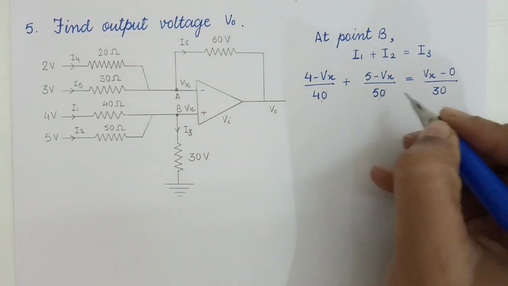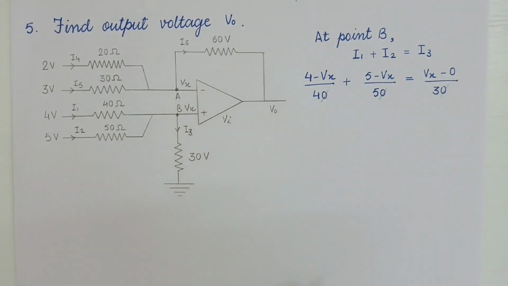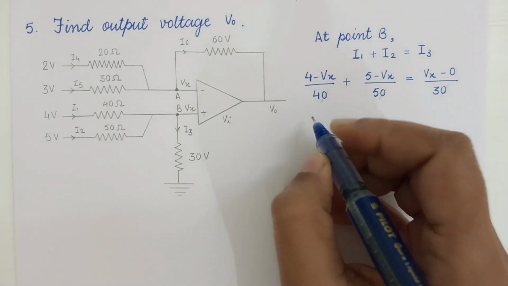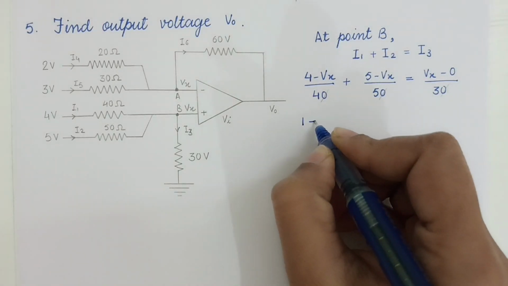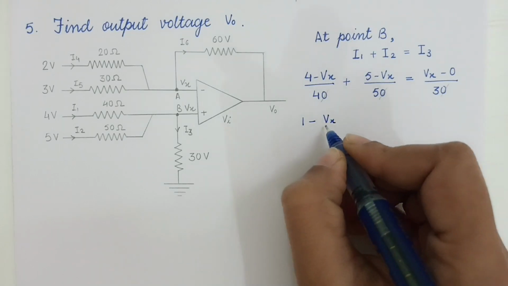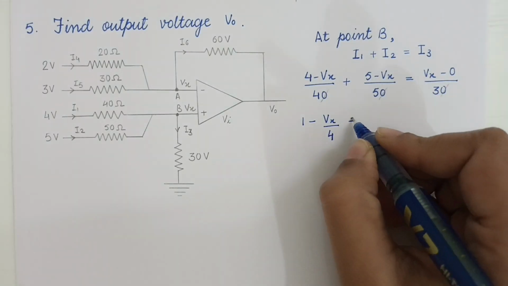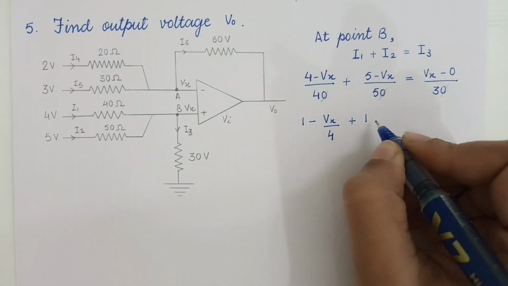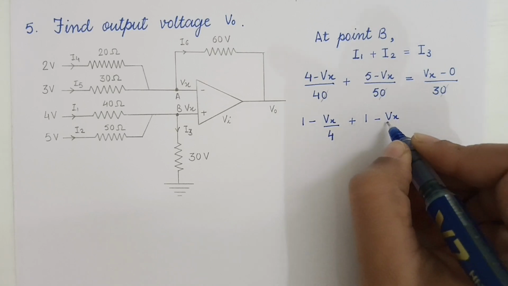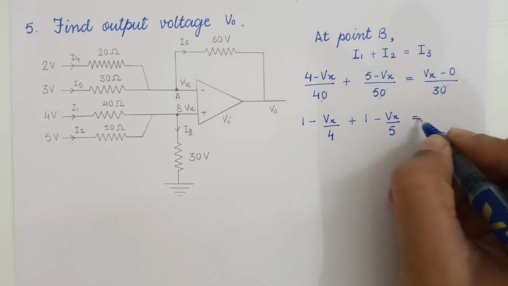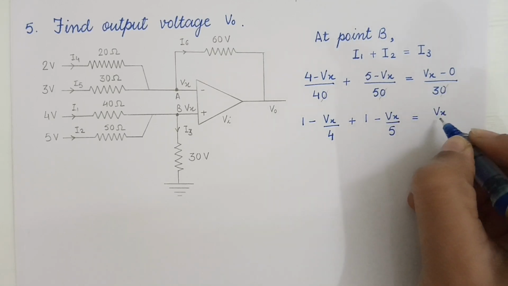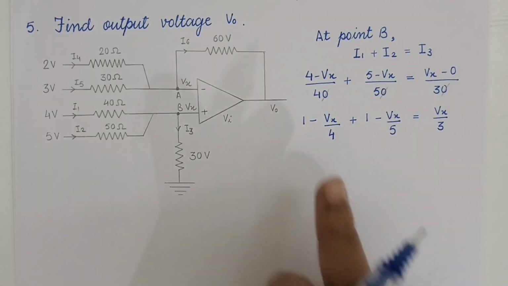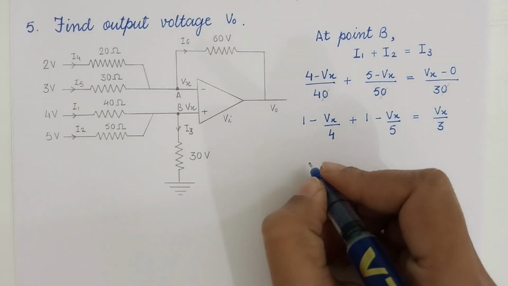You can cancel all the zeros. Now let's solve it. 4 divided by 4 is 1. So it's 1 minus Vx divided by 4. Similarly here 5 divided by 5 is 1, minus Vx divided by 5 is equal to Vx divided by 3. So 1 plus 1 is 2.